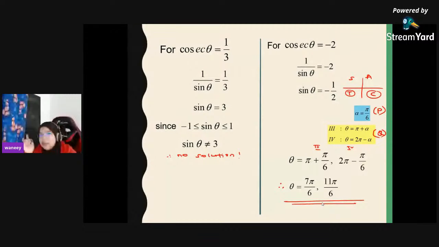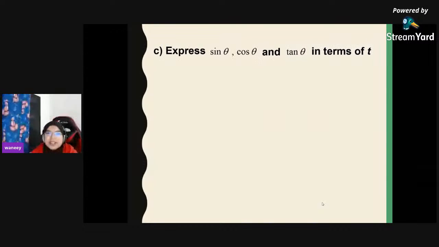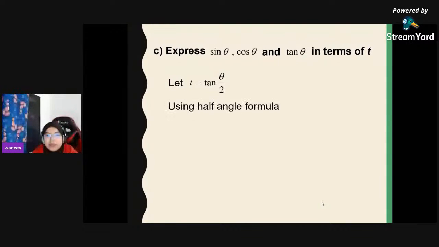Okay, next. Express sine theta, cos theta, and tangent theta in terms of t. Okay, so we're going to use t substitution. Let t equal to tangent theta over 2, using the half angle formula, the one that we learned yesterday. So tangent theta is actually 2 tangent theta over 2 over 1 minus tangent square theta over 2.